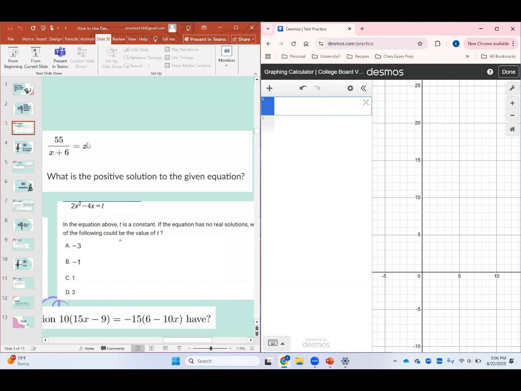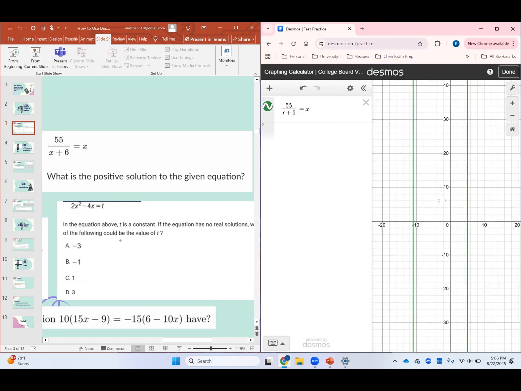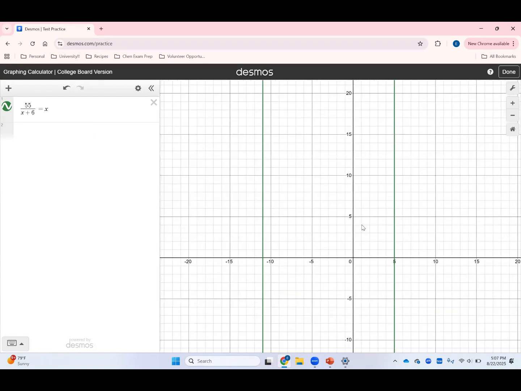So here they give you an equation, and again, the fastest way to do this when you're solving for a solution is just to plug it right into DESMOS. So I'm just going to plug in 55 over x plus 6 equals x. And like I mentioned in the last question, solution always means that there's some type of intersection. And in this question, the intersection is with the x-axis. So if you can see here, I typed in line 1 the equation, and now on the graph there are 2 lines, and they both intersect with the x-axis.